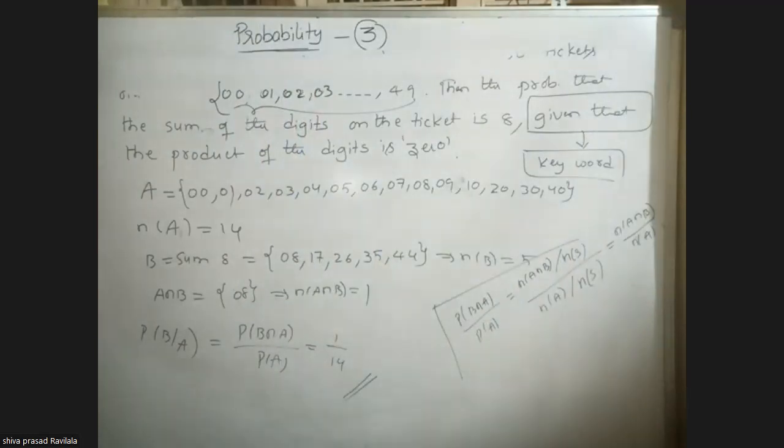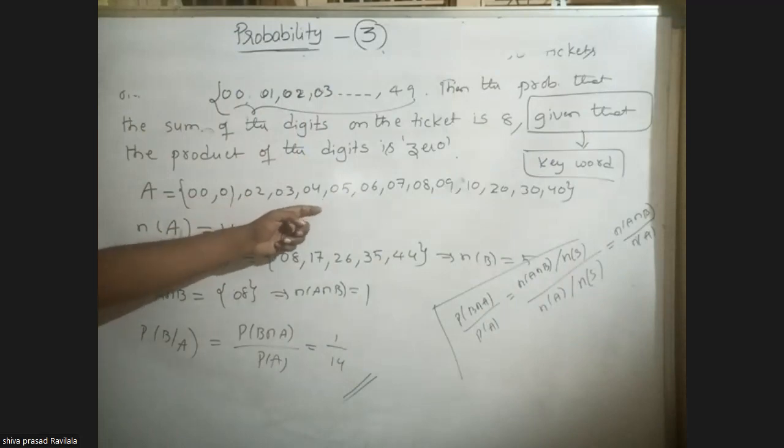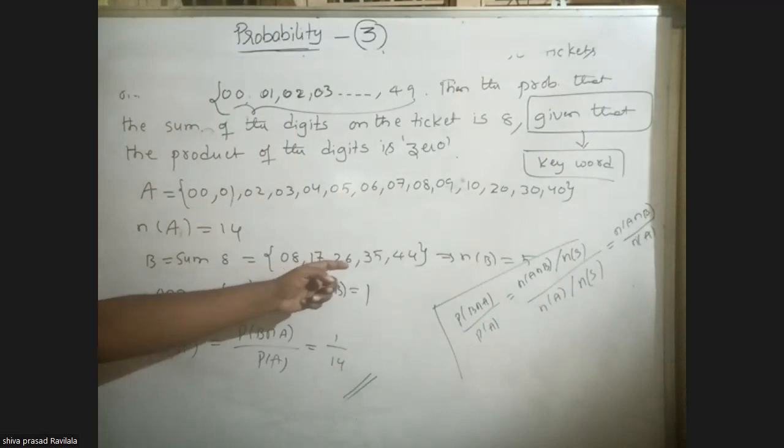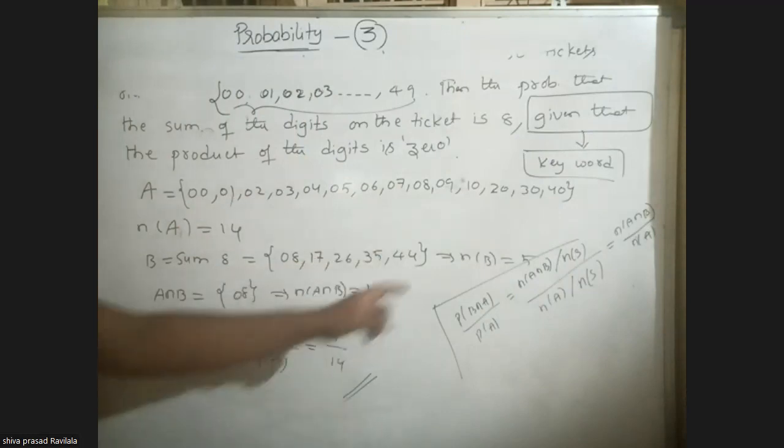Among the numbers whose product is 0, what are the cases where the sum is 8? The product 0 cases are 00, 01, 02, 03, 04, and so on up to 40. N of A is equal to 14. And the sum 8 cases: 08, 17, 26, 35, 44. N of B is equal to 5.